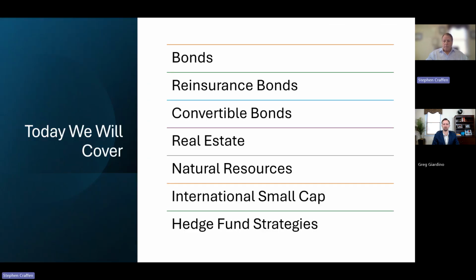So these are the main top investment classes we're going to talk about today. Bonds, reinsurance bonds, which are a very unique and interesting asset class. Convertible bonds, which quite honestly, most advisors don't use for some reason. I've been using convertible bonds for 30 years. Real estate, but real estate mutual funds, natural resources, international small cap, which we recommend in the place of emerging markets, and also hedge fund strategies, but not through hedge funds.